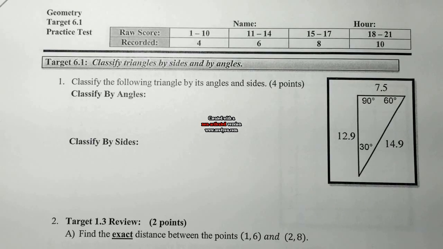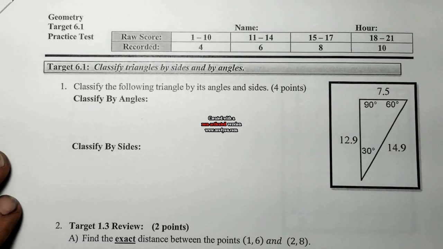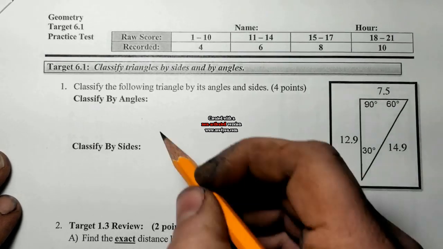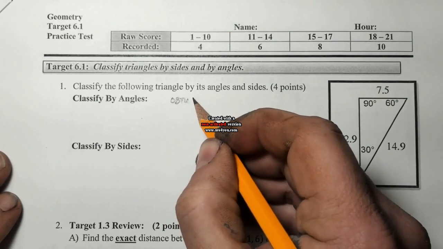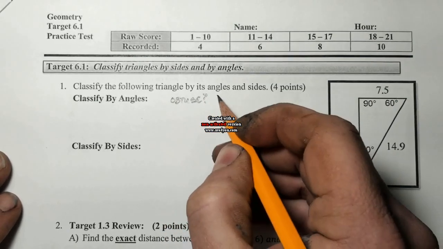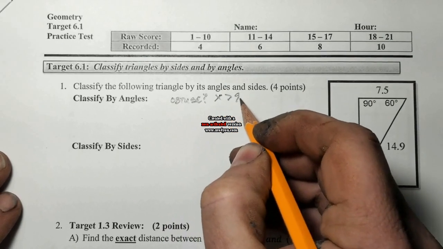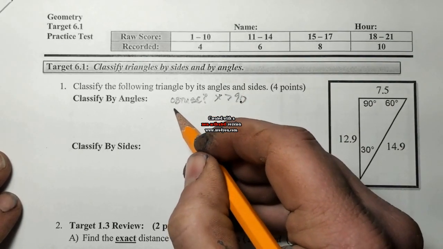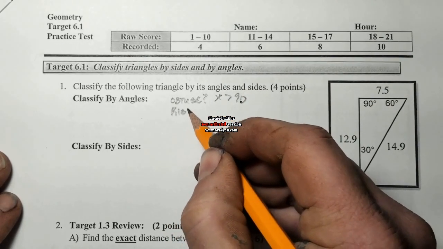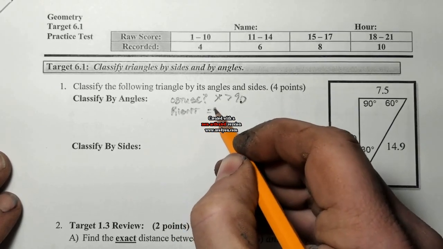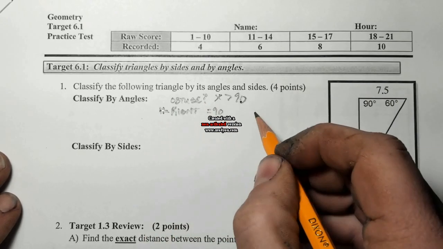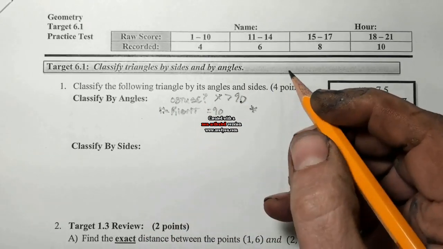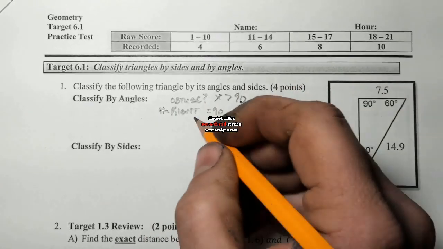All right, we're going to go over how to take care of Geometry Practice Test 6.1. Classifying by angles. So just remember, you want to look for, is it obtuse? In other words, the angle is greater than 90. Is it actually a right angle, which would be equal to 90? And if at any point you find a right angle, you can stop there.